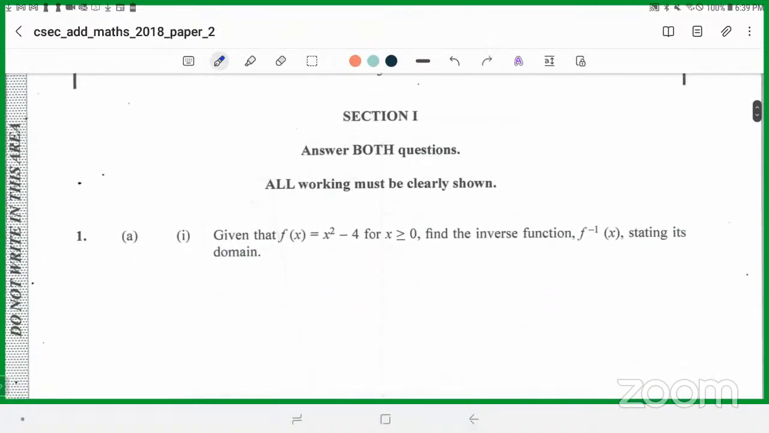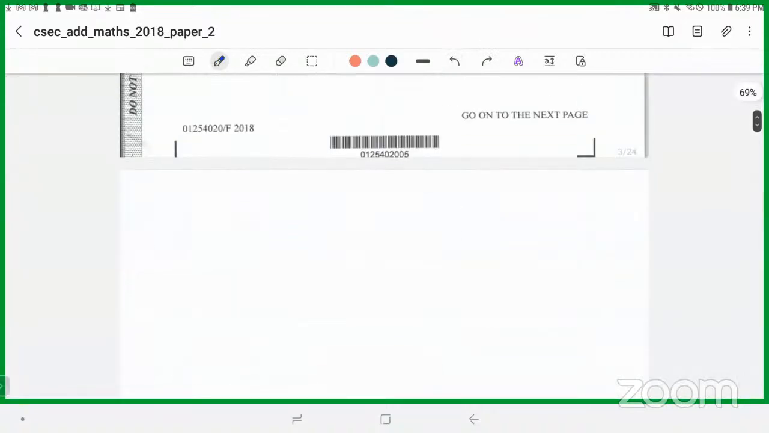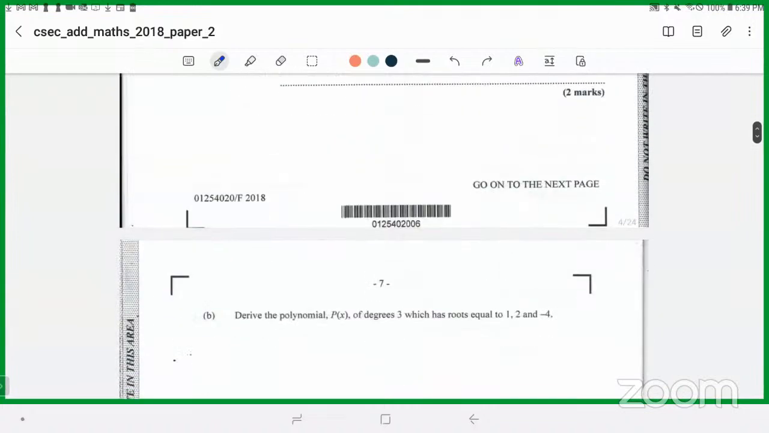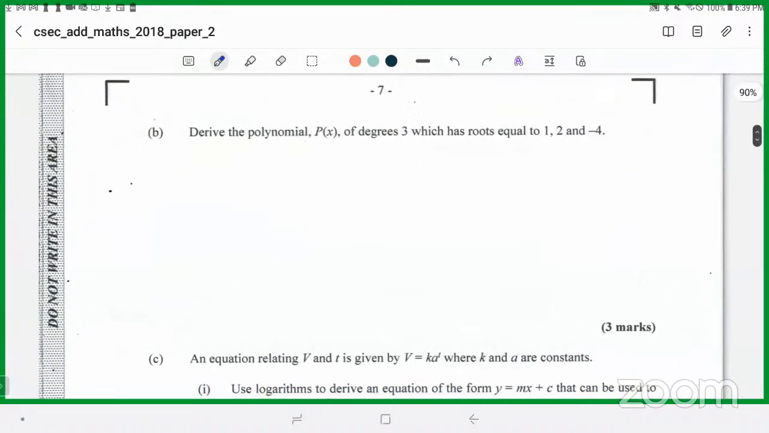This is a function that's no longer in the syllabus. Let's go to functions. This is a polynomial. This question says derive the polynomial of degree 3, meaning x cubed is the highest power, in which the roots are these. So x equals 1, x equals 2, and x equals -4 are your roots.